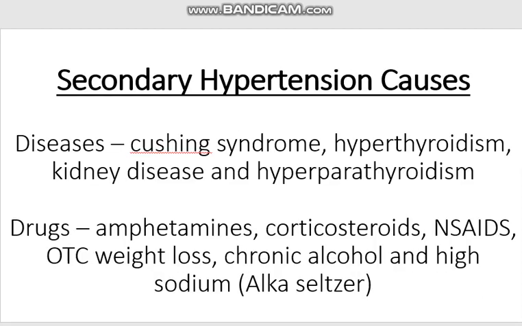Secondary hypertension causes include diseases such as Cushing syndrome, hyperthyroidism, kidney disease and hyperparathyroidism, as well as drugs such as amphetamines, corticosteroids, NSAIDs, over-the-counter weight loss drugs, chronic alcohol and high-sodium drugs such as Alka-Seltzer.